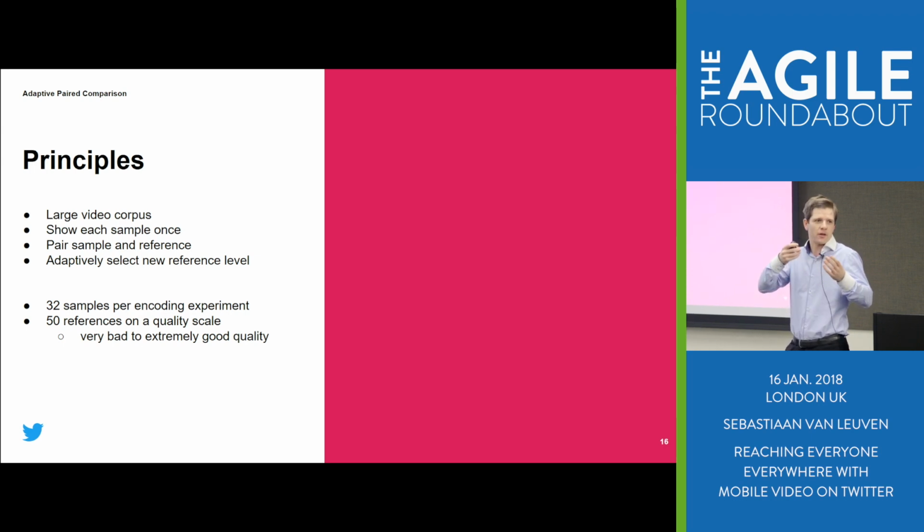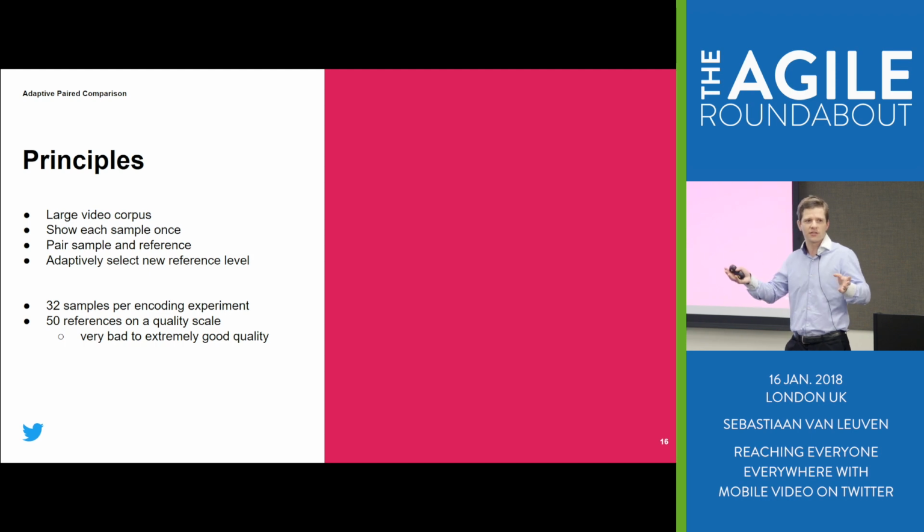But for a different sample in the same set of settings, we're going to take a different reference based on the results we got from the past. So we adaptively select a reference, hence the name adaptive paired comparison. In our experiments, we're using 32 samples, and we've encoded the same 32 samples in 50 different ways. So we've got a reference scale of 50 values.